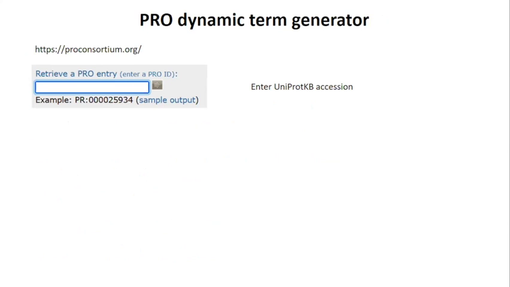So if you go to the PRO website, proconsortium.org, toward the top, there's a box that you can use to go directly to the page for the entered PRO identifier. It's a retrieval. But it also has a hidden talent. And that hidden talent is that if you enter a UniProtKB accession, it'll attempt to find the PRO term matching that accession, but failing that, it'll attempt to create one on the fly.